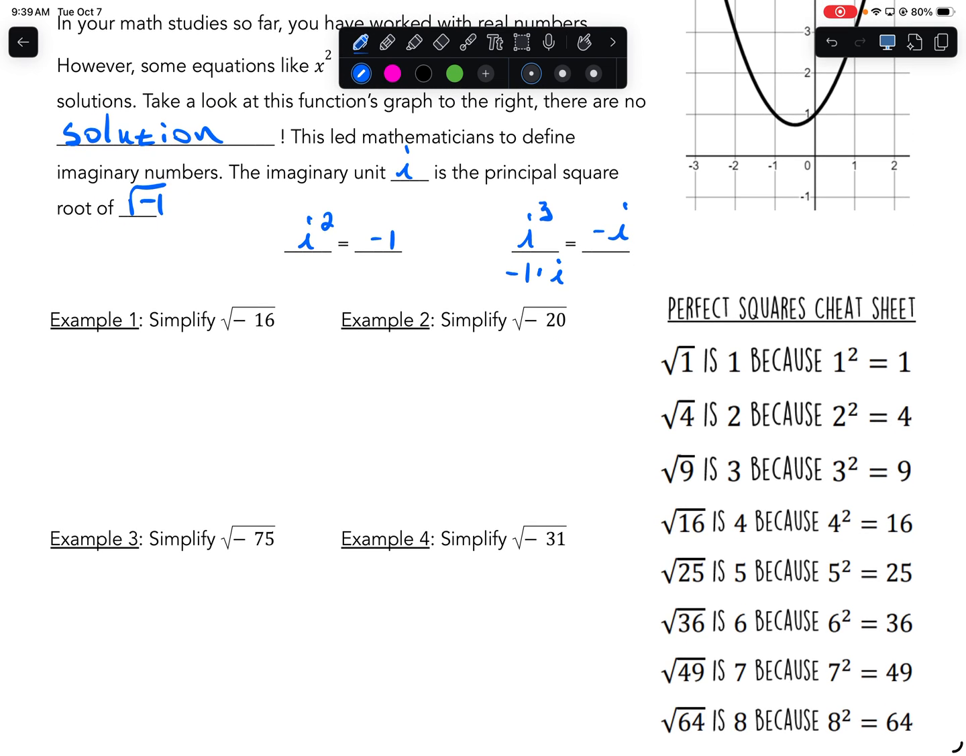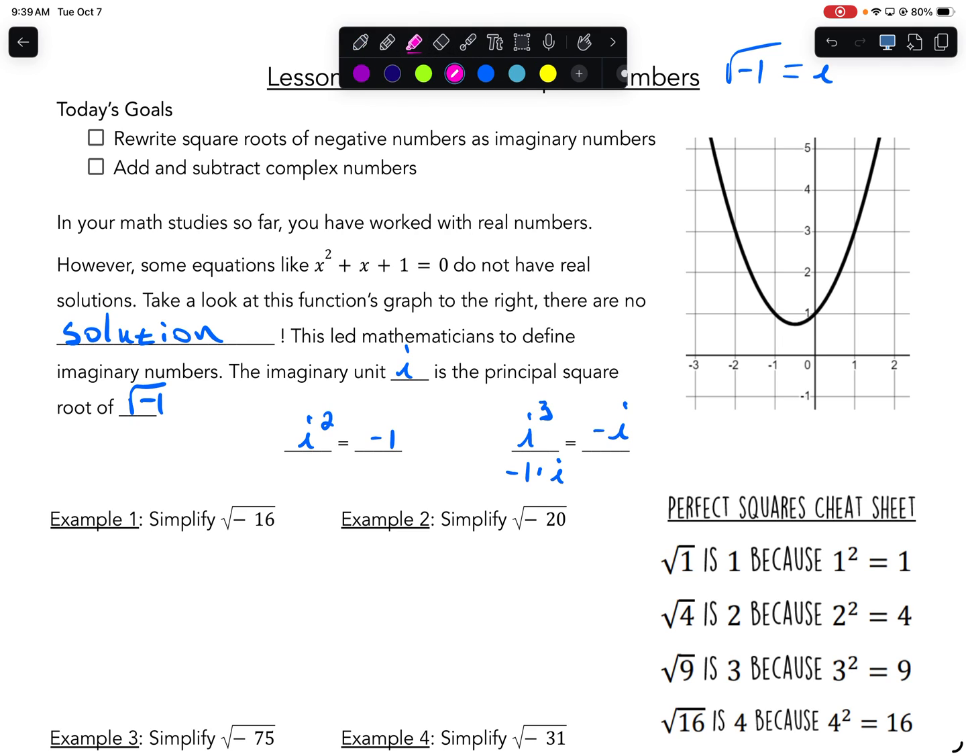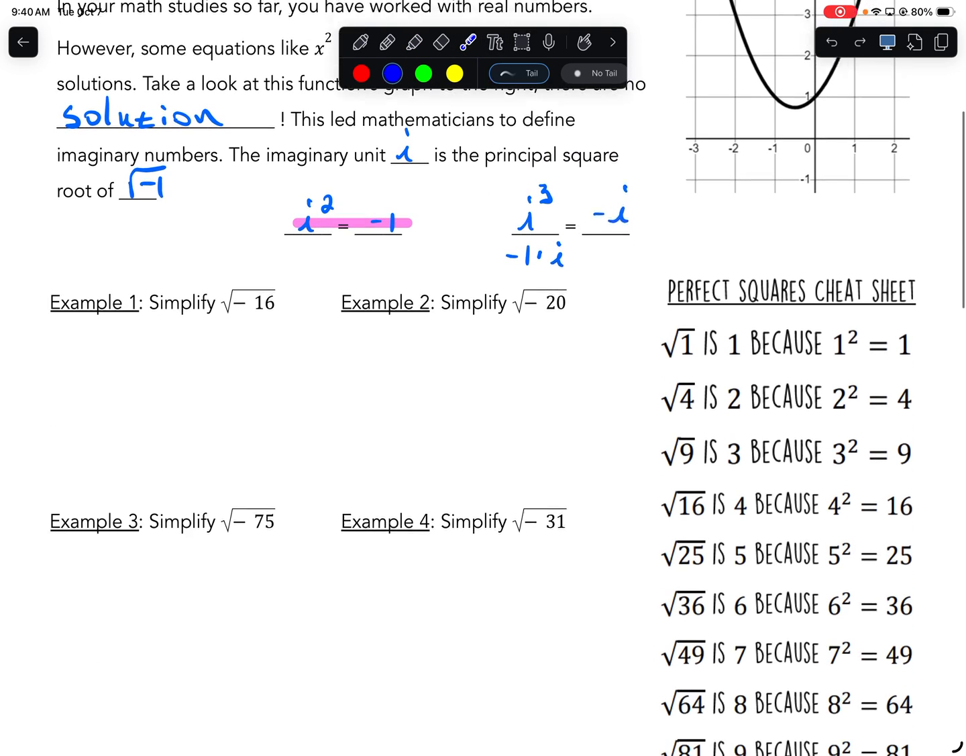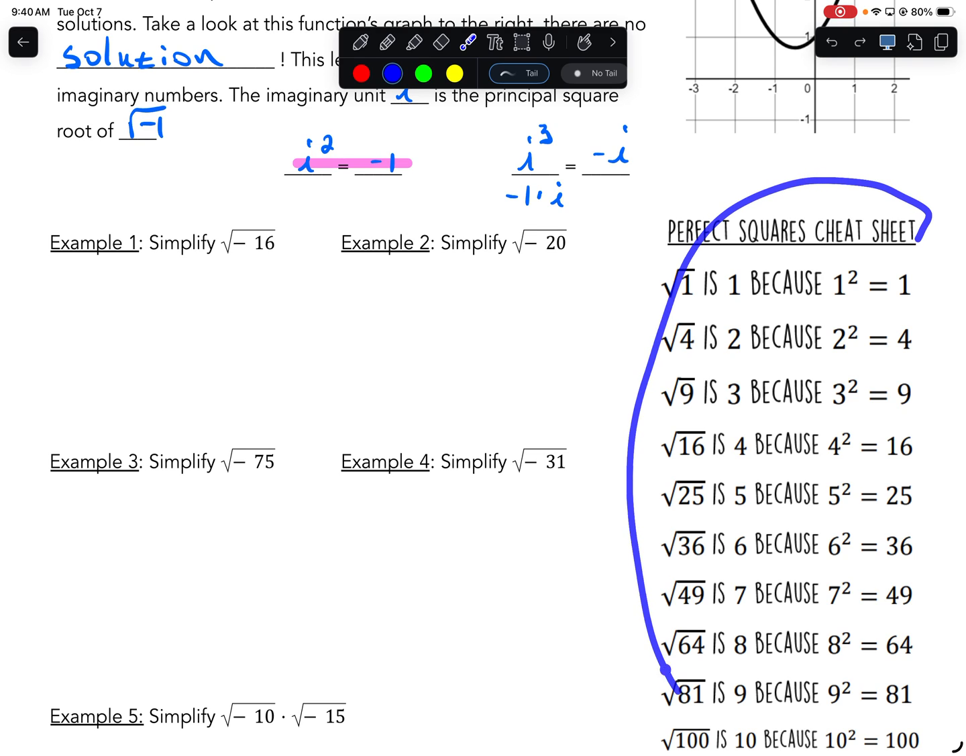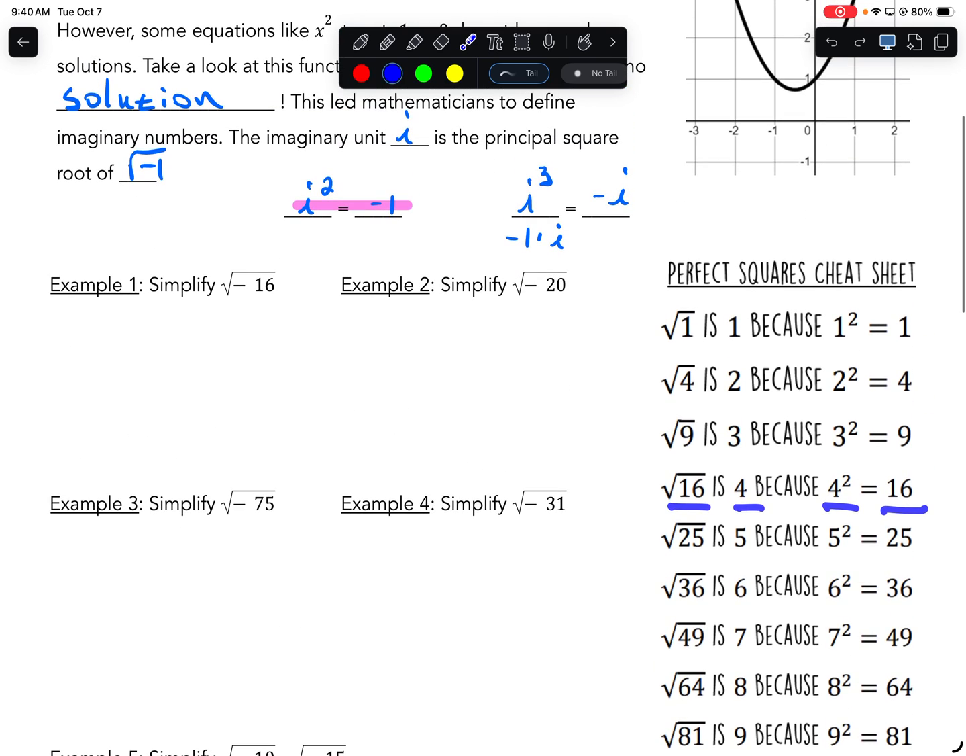So I would recommend memorizing what I'm about to highlight, this right here, as well as this. This, I believe you can just figure out, so you don't need to memorize. Okay? So we also want to look over here at our perfect square cheat sheet, right? So the square root of 9 is 3 because 3 squared equals 9. Square root of 16 is 4 because 4 squared equals 16, and so on. So if we look at the square root of -16, what I want to think about is the biggest factor of 16 that I can square root.